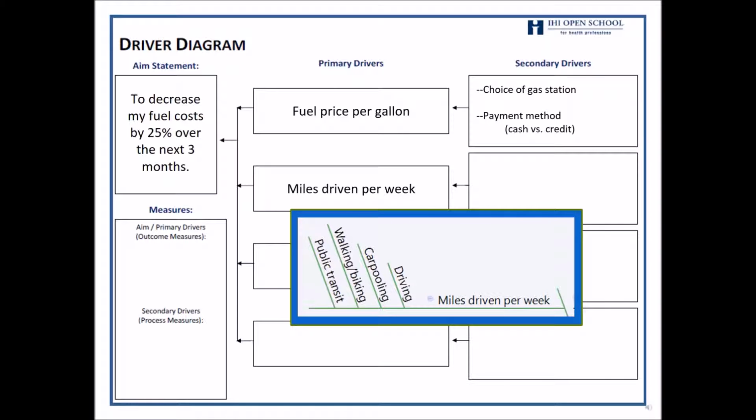Our next primary driver could be the miles driven per week, again, one of the more main bones from the fishbone diagram. Its secondary drivers are the very specific things that we thought of that influence miles driven per week. For instance, whether or not we carpool, whether we bike or walk to work, or whether we use public transit.